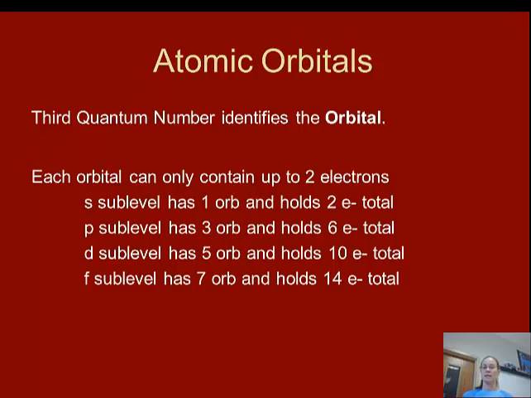The D sublevel, which has 5 orbitals, and again, each of these orbitals are oriented differently in 3-dimensional space. The maximum number of electrons in a D sublevel will be 10 electrons if each of those orbitals has 2 electrons in it. The F sublevel with 7 orbitals can hold up to 14 electrons total.